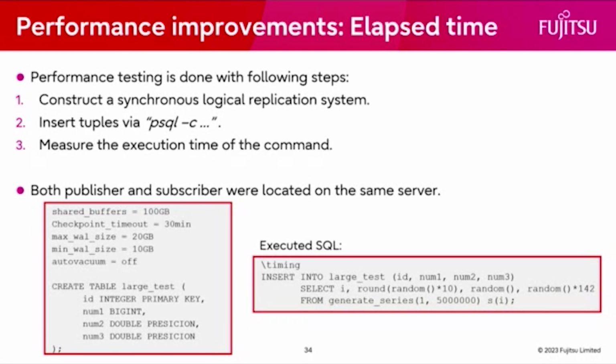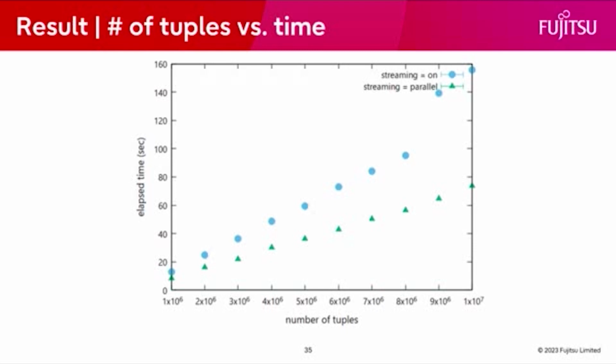Here next is the result. This plot compares the elapsed time between parallel and non-parallel modes. The horizontal axis, the x-axis, represents the number of inserted tuples, while the vertical axis represents the elapsed time from insert to commit. So lower is better, okay?